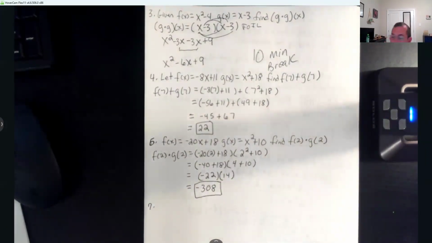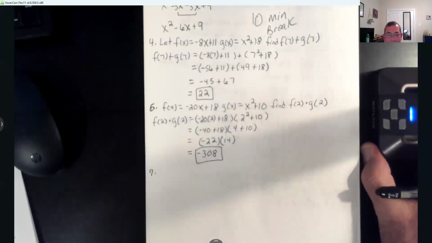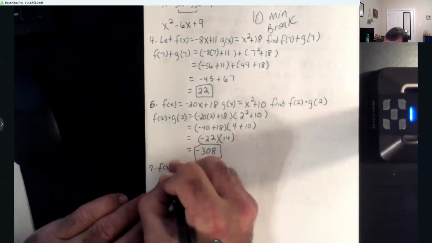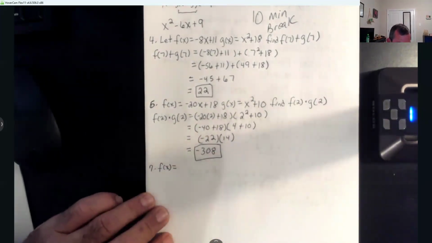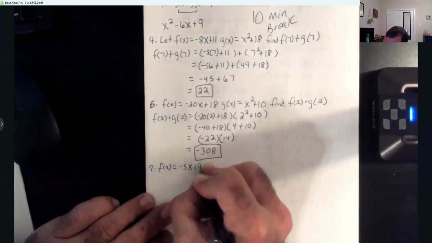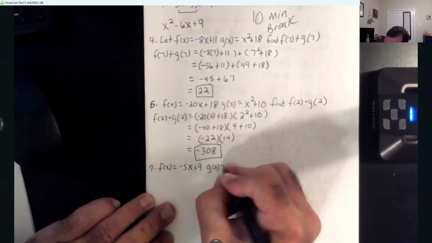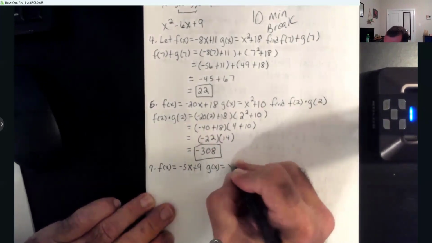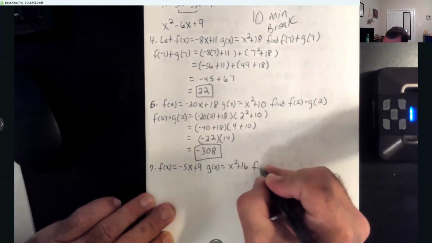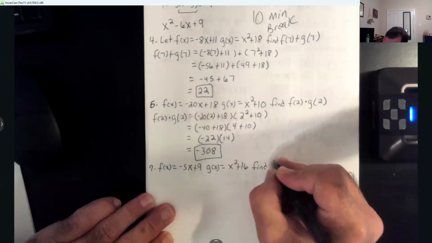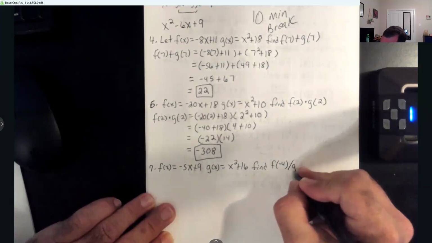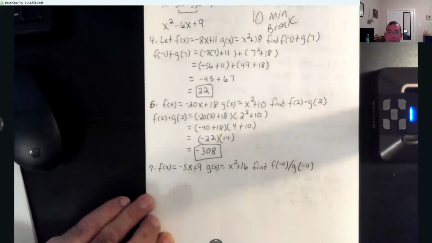All right, this next one, they do a little bit of division on this one, okay? So 7 f of x is going to equal negative 5x plus 9. G of x is going to equal x squared plus 16. So y'all, what they want me to find on this one is f of negative 4 divided by g of negative 4.